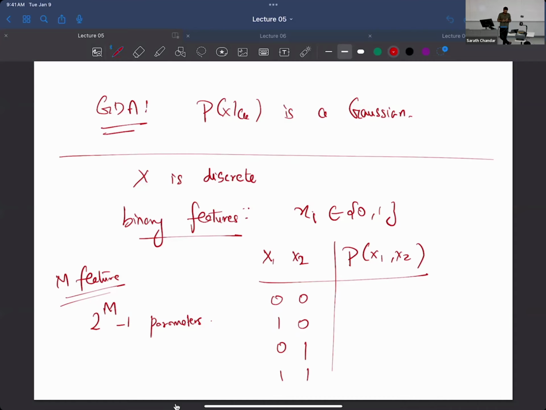Okay, let's get started. So where did we stop last week? So we started looking at probabilistic generative models, right?